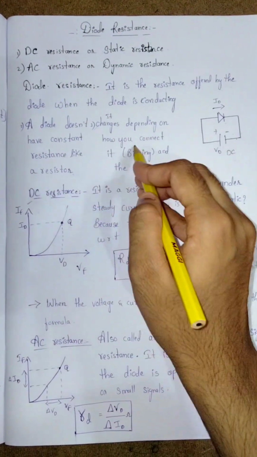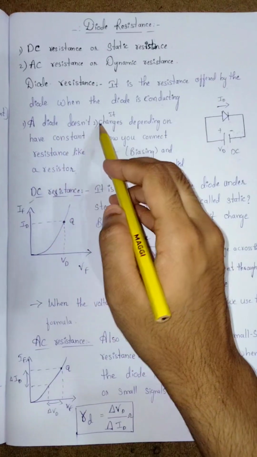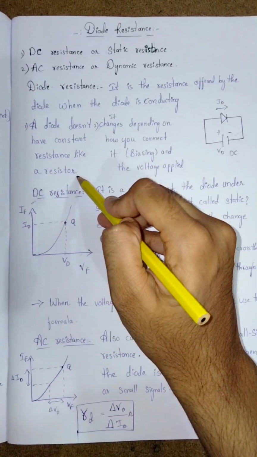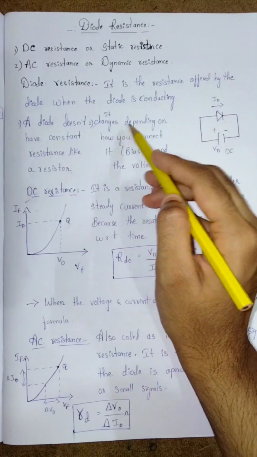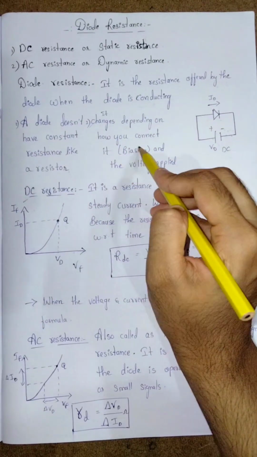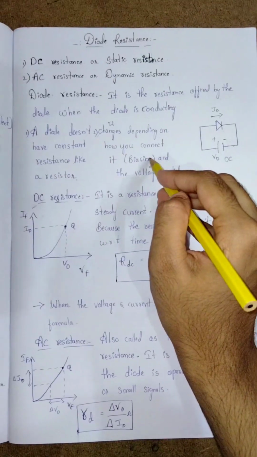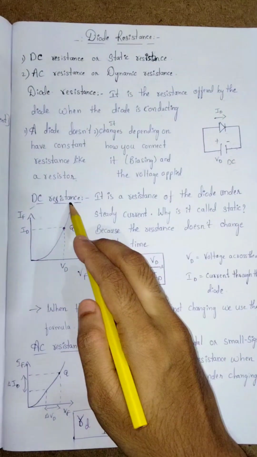So first of all, let's see two main points. A diode does not have constant resistance like a resistor. It changes depending on how you connect it, like depending upon the biasing and the voltage applied to the diode. So first of all, let's see what is DC resistance.